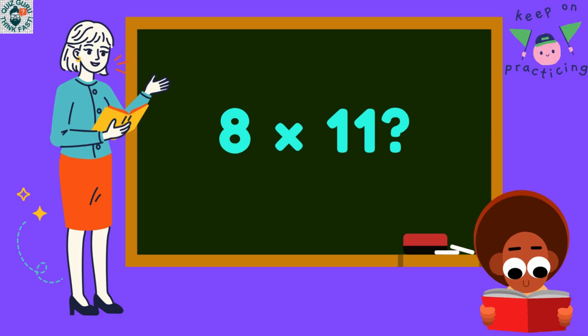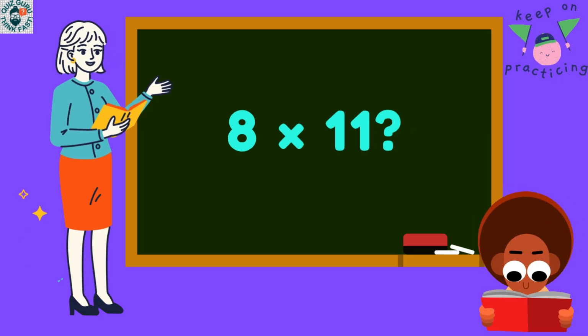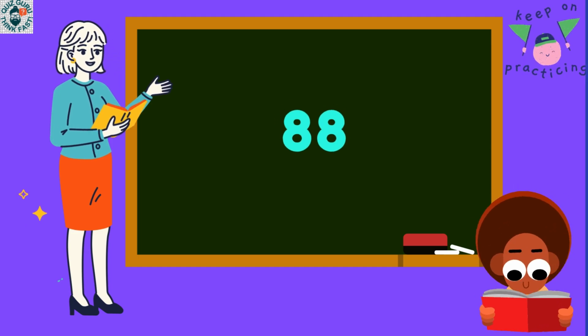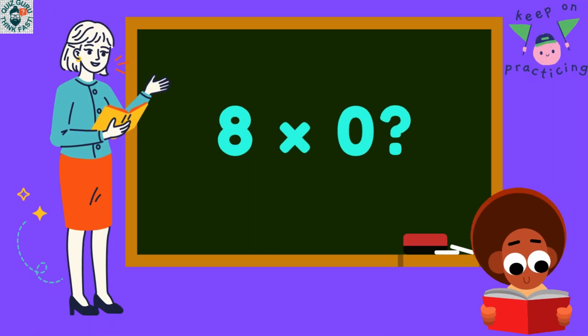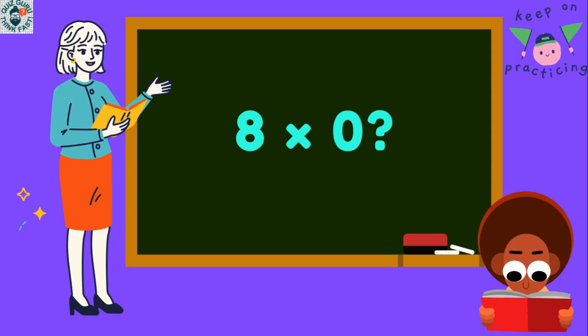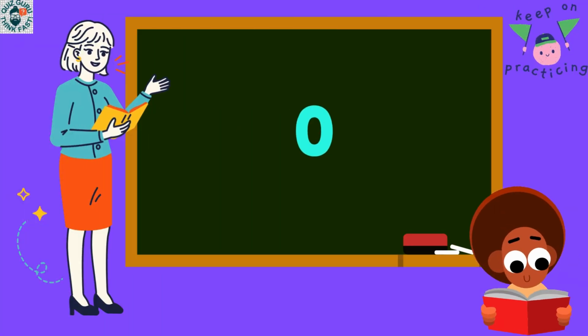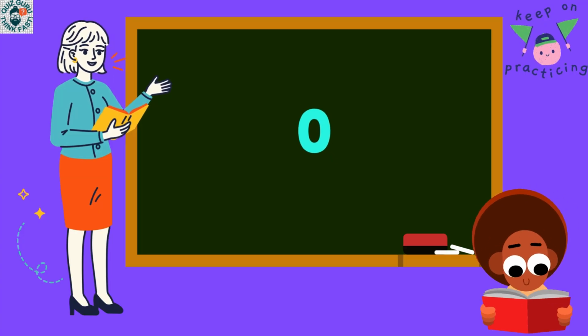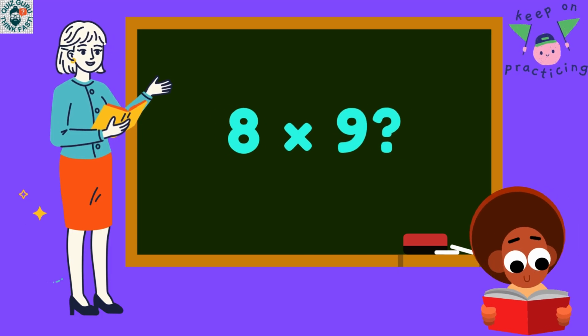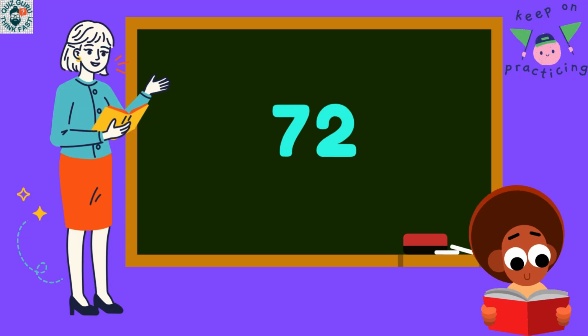What is 8 times 11? It's 88. What is 8 times 0? It's 0. What is 8 times 9? It's 72.